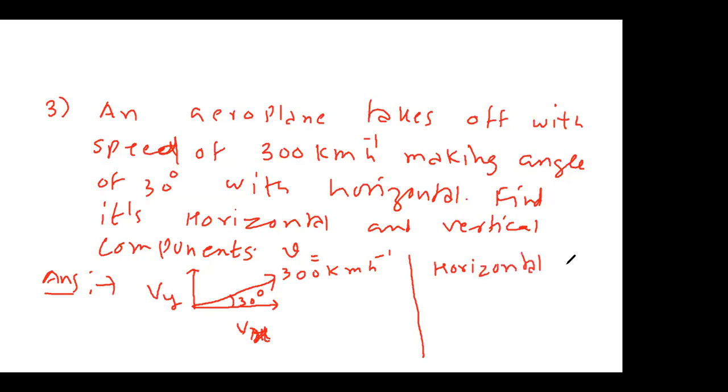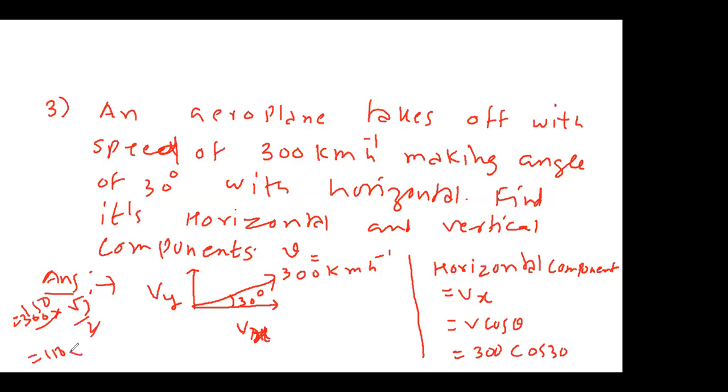Cos, correct. So horizontal component equals Vx, which is V cos theta. That means it is 300 cos 30. Cos 30 is root 3 by 2, yes. So this will become 150. So 150 root 3 kilometer per hour is my horizontal component.